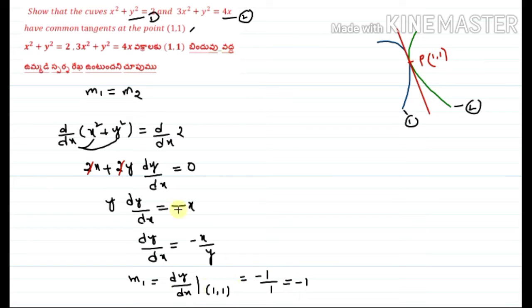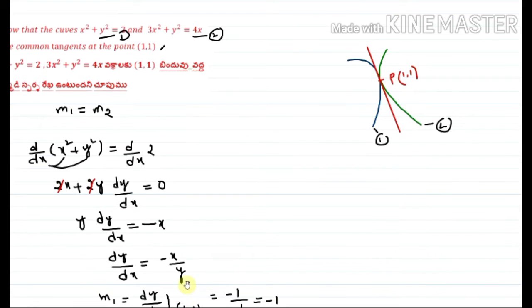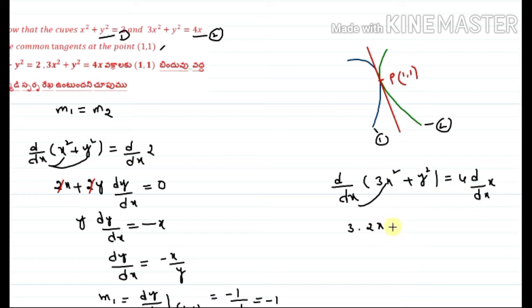Now differentiate the second curve with respect to x on both sides. So the second curve is 3x square plus y square is equal to 4x. Differentiating d by dx: derivative of 3x square is 3 into 2x, plus y square derivative is 2y into dy by dx, is equal to 4, the derivative of x being 1. Overall again I can cancel 2.